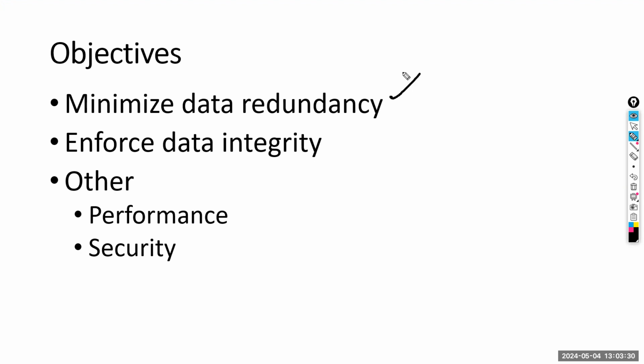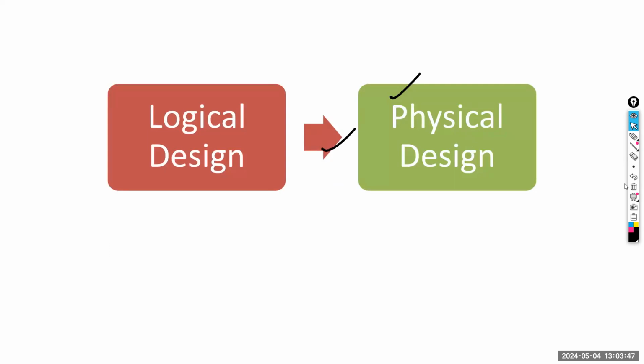Then also we want to enforce the data integrities. So that means data is always related. So there are no isolated data. And of course, other than those, we need to think about security, performance, and so on as well. Right. So then we discuss how to design a database.